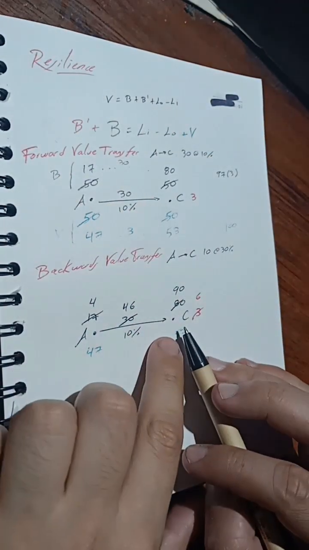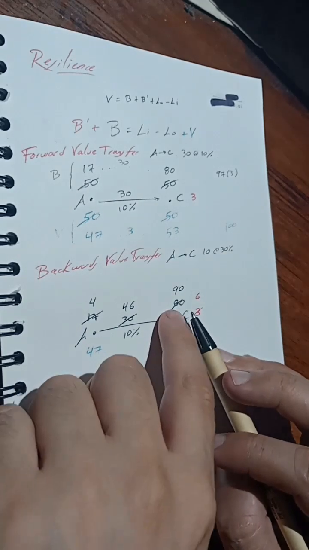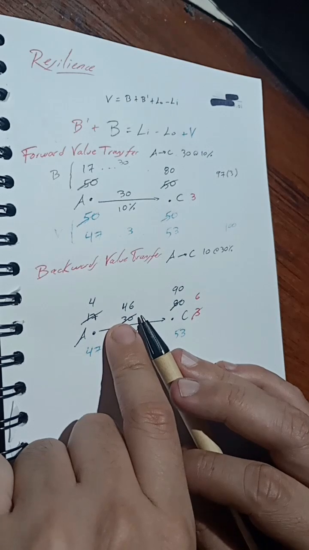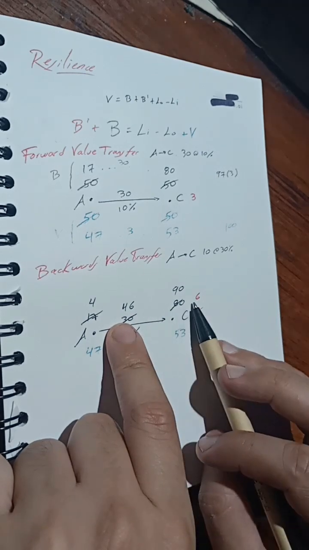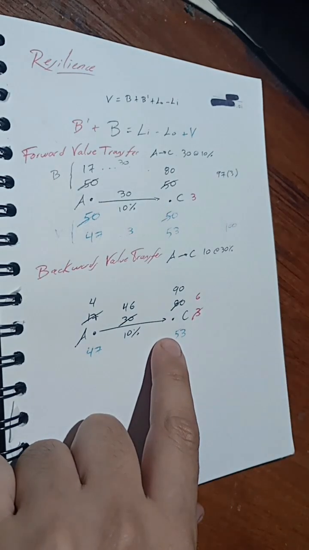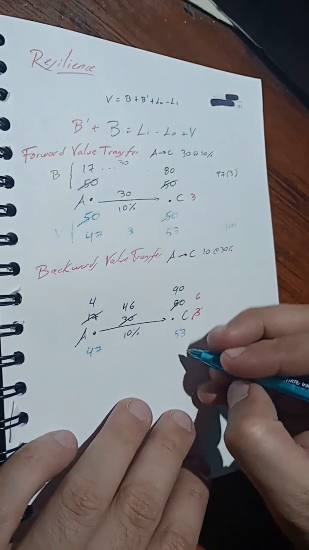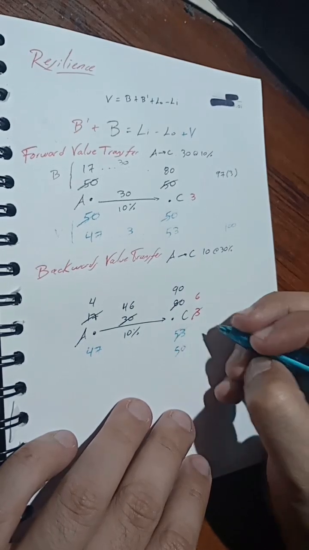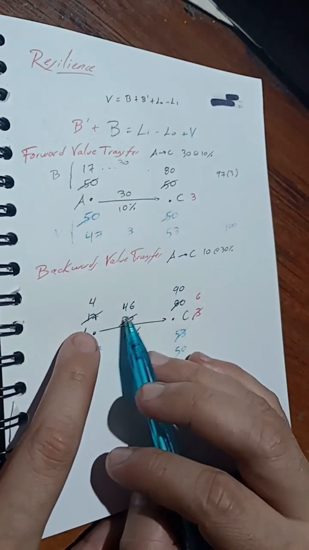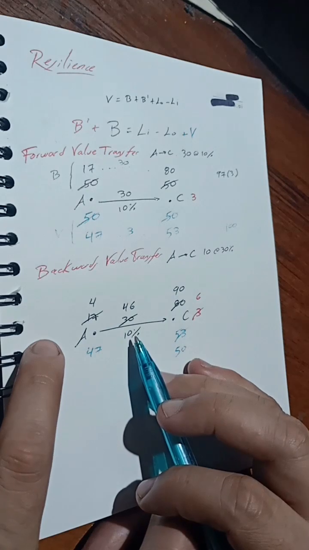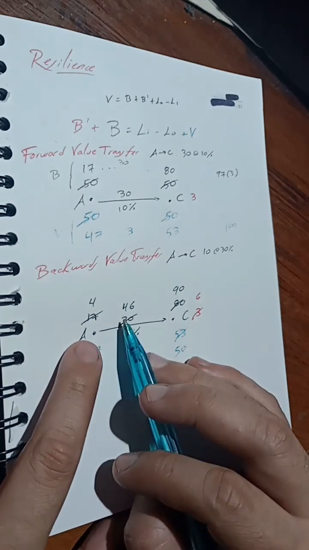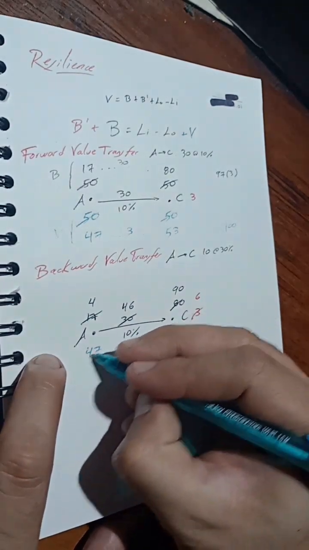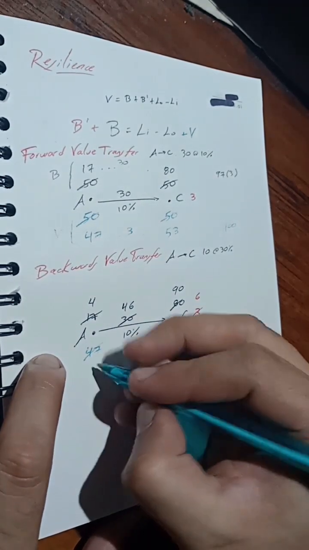So here we're going to have to subtract 46 from 90 and add 6, so in this case it would be 50. And in this case we will have 46 plus 4, so it would be 50.